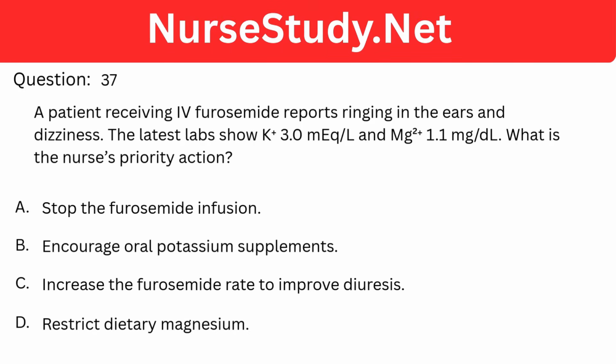Question 37. A patient receiving IV furosemide reports ringing in the ears and dizziness. The latest labs show potassium 3.0 milliequivalents per liter and magnesium 1.1 milligrams per deciliter. What is the nurse's priority action? A. Stop the furosemide infusion. B. Encourage oral potassium supplements. C. Increase the furosemide rate to improve diuresis. D. Restrict dietary magnesium.